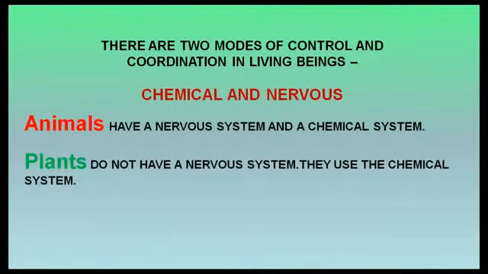There are two modes of control and coordination in living beings: chemical and nervous. Animals have a nervous system and a chemical system. Plants do not have a nervous system. They use the chemical system.